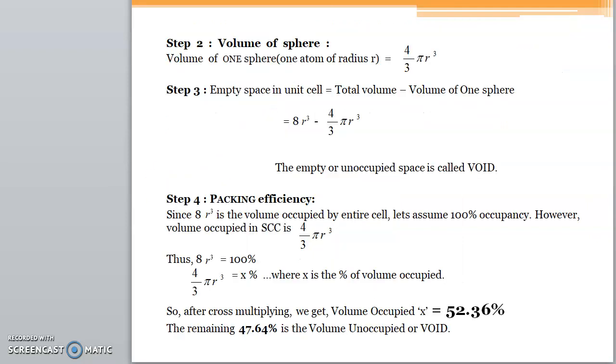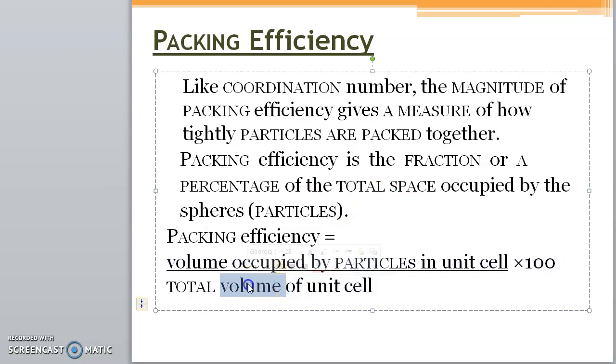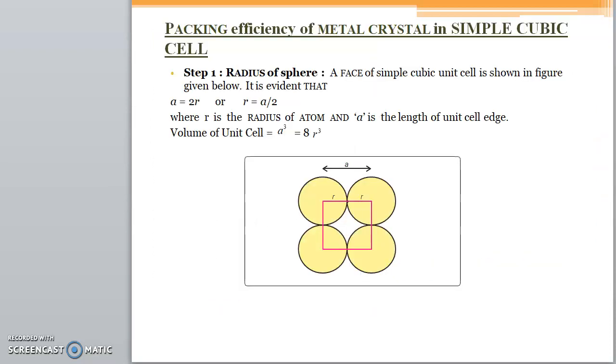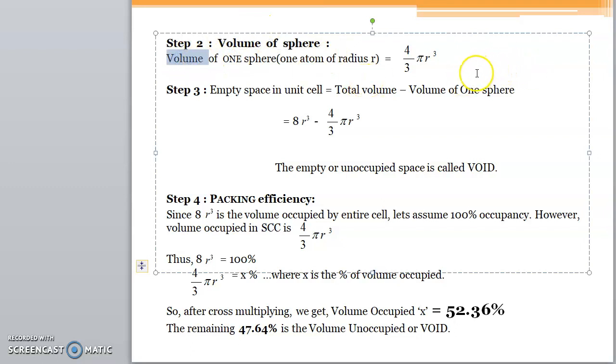Remember, what do I need to find packing efficiency? I need to know the volume occupied by particles in a unit cell and the total volume of the unit cell. In the first step, I found the volume of the unit cell, which is 8r cube. In the second step, we'll find the volume of the sphere, because each atom present in this unit cell is nothing but a sphere. What's the formula for a sphere? Volume of one sphere will be 4 upon 3 pi r cube.